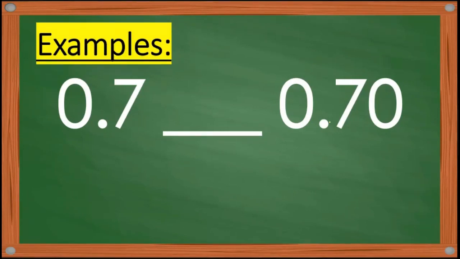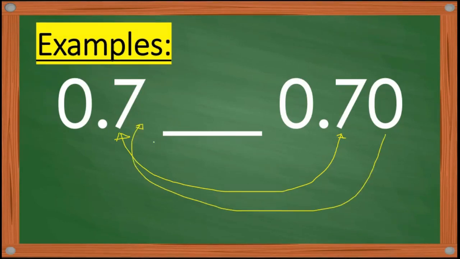Okay, sige. Check natin. Wala siyang whole number, 0. Take a look at our tens place value. They are just the same, both 7. Next, anong katapat nito ng 0 dito sa right side? 'Di ba wala? O sige, tatanungin ko nga kayo. What is the value of 0? Wala po. Nothing. Walang value si 0. Okay. Kaya ang sagot dyan, equal.